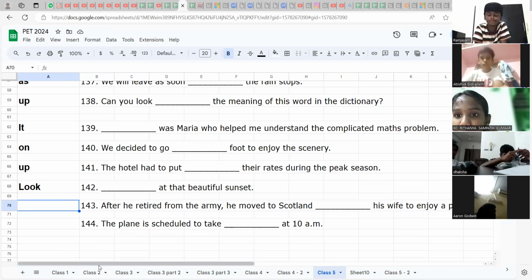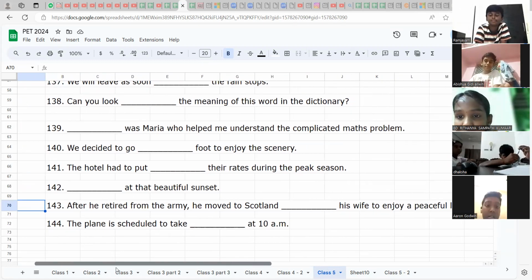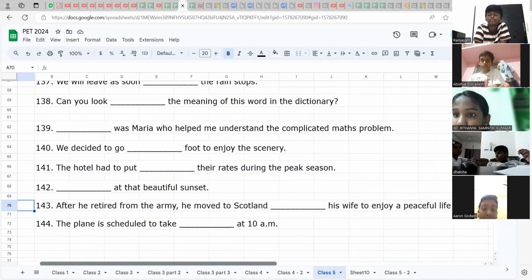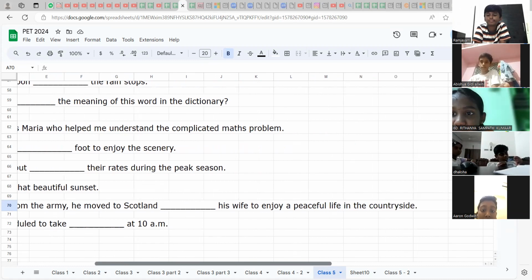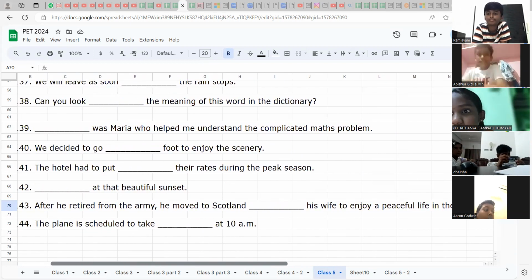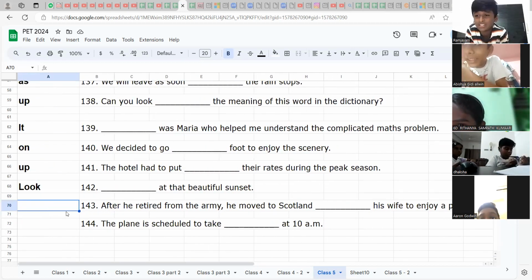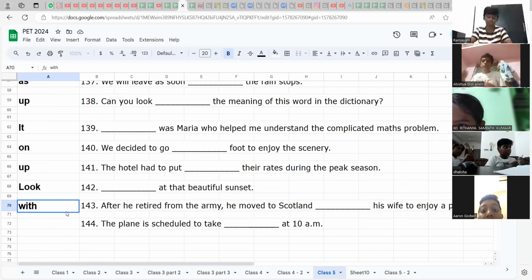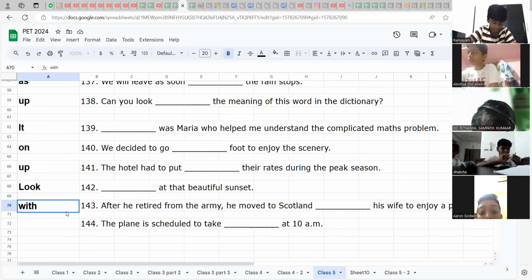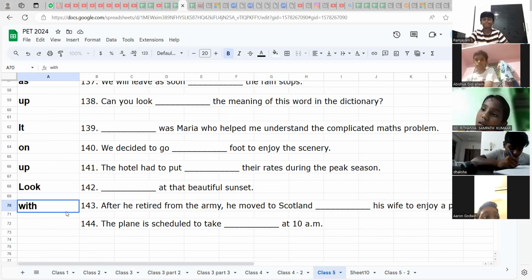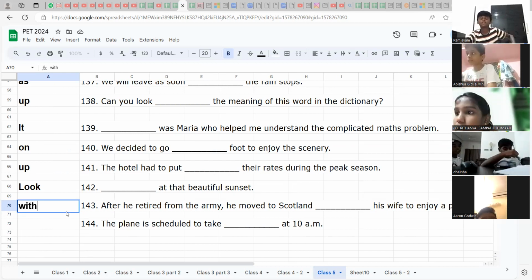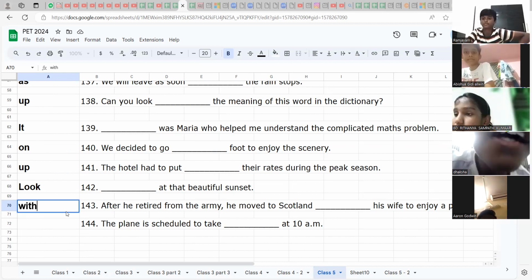Question 143: After he retired from the army, he moved to Scotland, dash his wife to enjoy a peaceful life in the countryside. To his wife. For his wife. With this. No, with his wife. He moved to Scotland with his wife to enjoy. For his wife means her wife is in Scotland. No, they are not mentioning that.